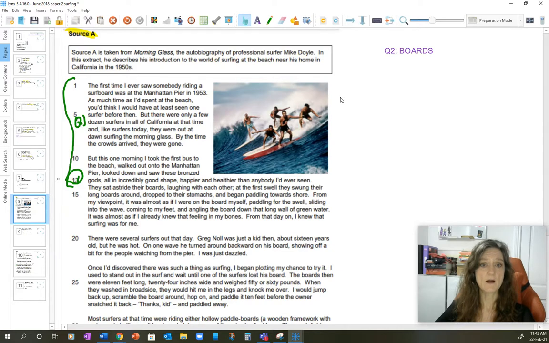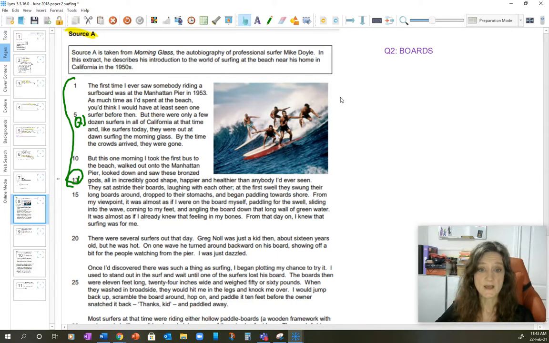The first time I ever saw someone riding a surfboard was at the Manhattan Pier in 1953. As much time as I'd spent at the beach, you'd think I would have seen at least one surfer before then, but there were only a few dozen surfers in all of California at that time.